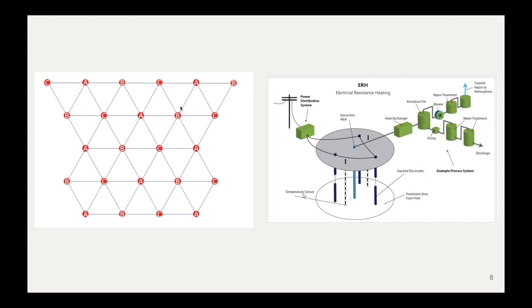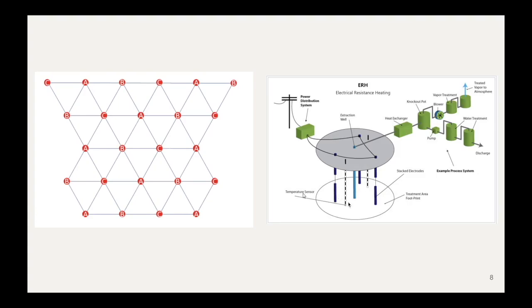So here we have two graphics relating to electrical resistance heating. The first graphic just gives a good illustration of the typical grid pattern of electrical resistance heating. As you can see with the A, B, C, there are three phase patterns that are usually used. And then typically in the middle of these triangles, you have an extraction well. The next graphic just gives a good overall representation and process of how electrical resistance heating actually works. So you have some sort of electricity coming in from this power distribution system, and then that is connected to the electrodes at the actual contaminated site.